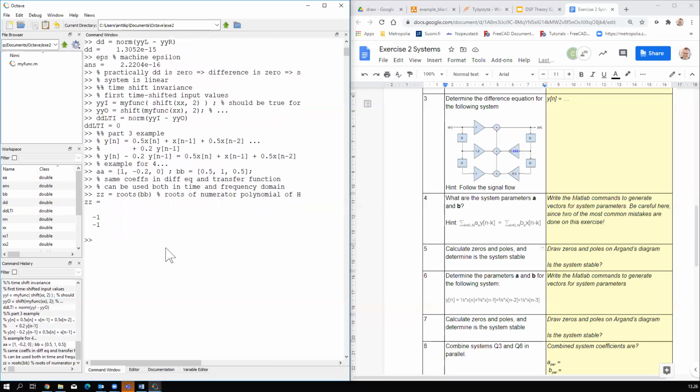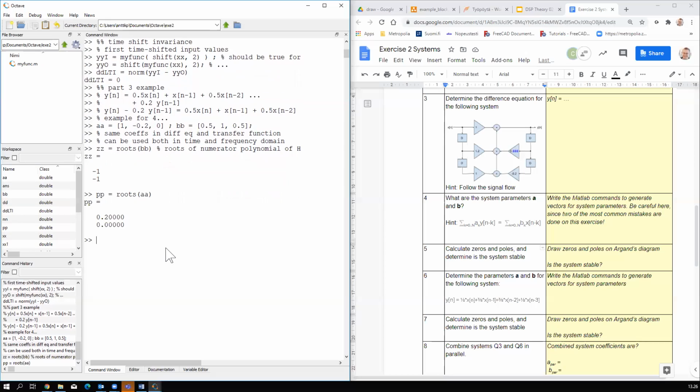Okay, so we have a double root at -1. Yeah, good. Poles are the locations of roots defined by the denominator polynomial. 0.2 and 0. The system is stable, since both roots are inside of the unit circle.